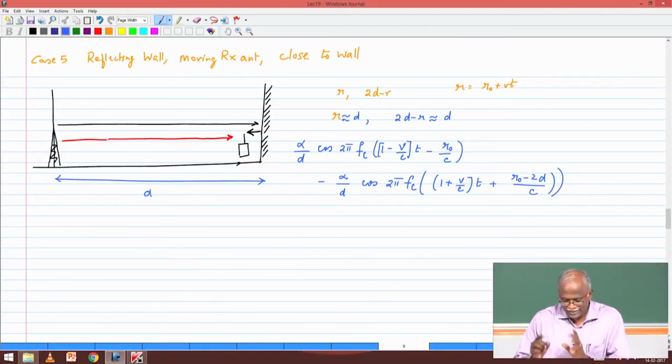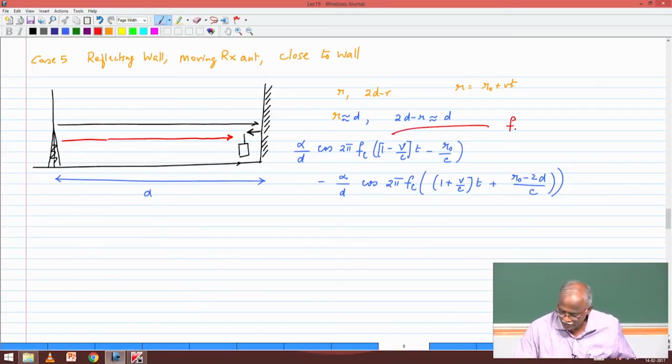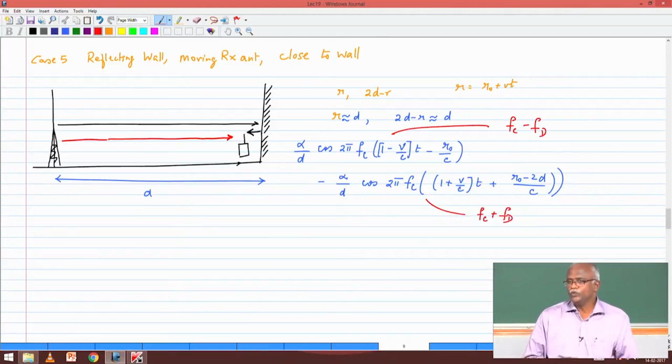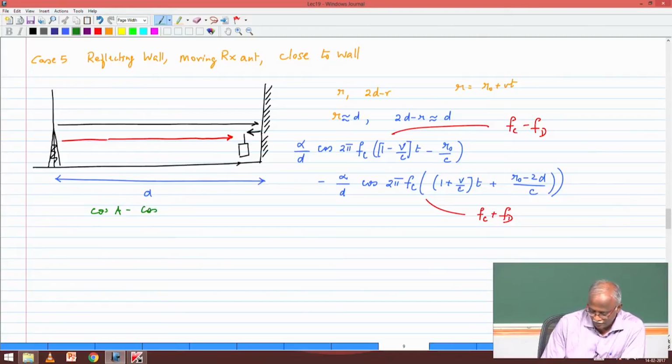Now notice that this first component corresponds to fc minus fd, this component corresponds to fc plus fd. What is new? Is there any insight that can be gained from here? Turns out that trigonometry gives us a very, very good insight. Basically, we have the form cos A minus cos B.